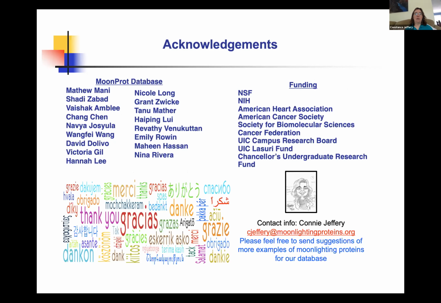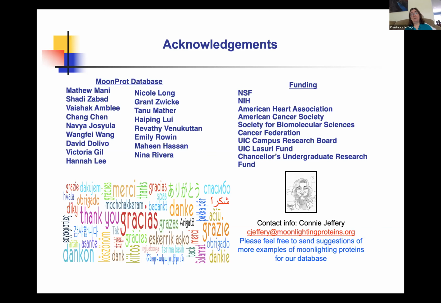So I'd like to thank all the various students through the years who have helped put together and construct the database, as well as do a lot of the annotation of the database, and a lot of the funding agencies who have supported us as we've studied moonlighting proteins through the years. And also welcome any suggestions. A lot of these proteins were found through serendipity, and they kind of pop up throughout the literature in all different interesting places. So feel free to send me more suggestions of proteins for adding to our database.